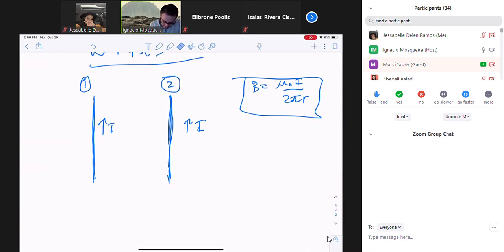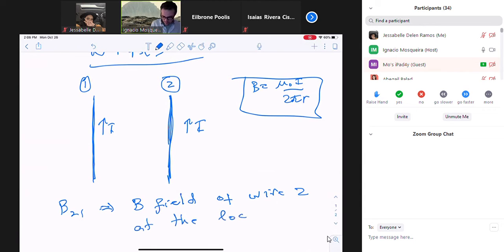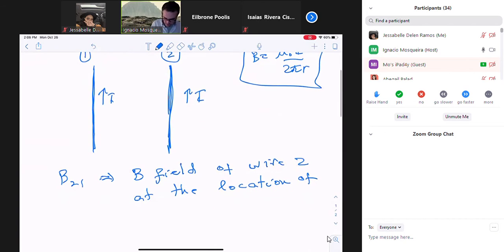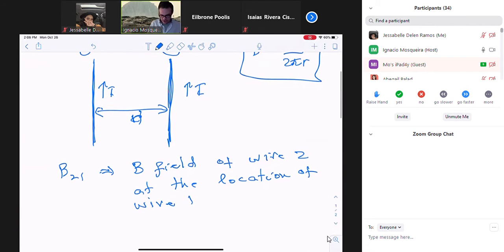So I'm going to calculate B21. What I mean by B21, let's call this the B field of wire 2 at the location of wire 1. And we're going to call that distance, say, R or D, I guess. Okay, so that would be B21.